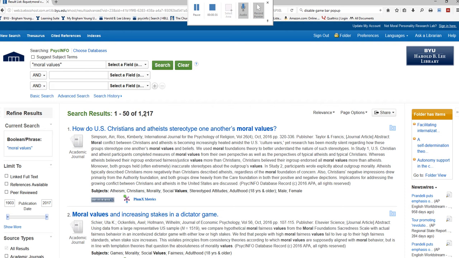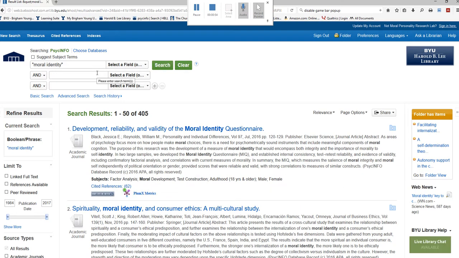Maybe it's like values about morality. And so maybe it's not that exact phrase, okay? Or maybe when you're doing moral identity, okay, you start to think, well, maybe they're not just saying moral identity. Maybe some studies about moral identity, the terms in the title, the abstract, whatever, are not together, but it's a study about morality and identity, of the role of morality in identity, or something like that. Well, then the phrase is going to miss out on those things.